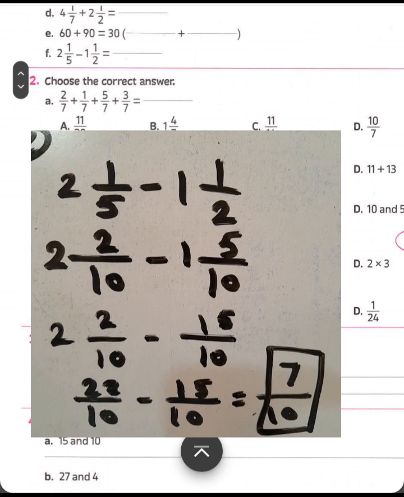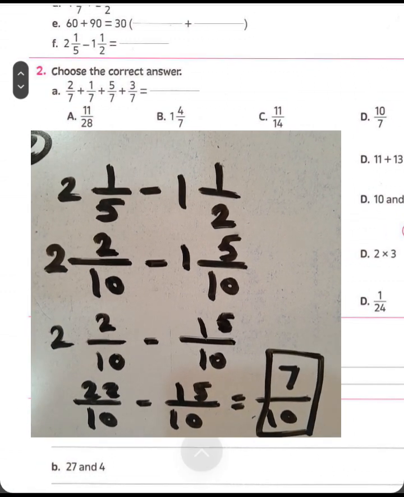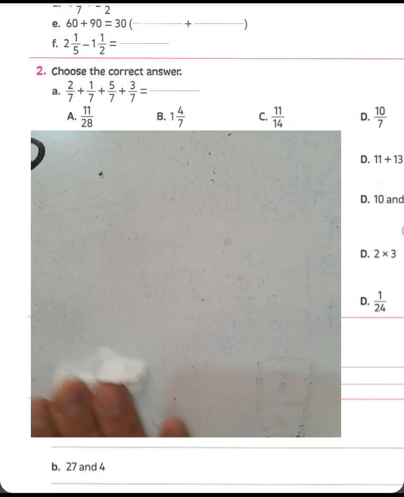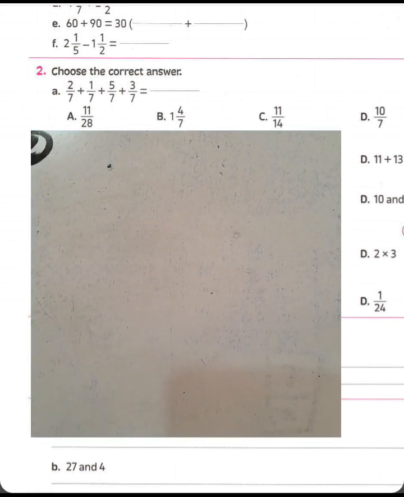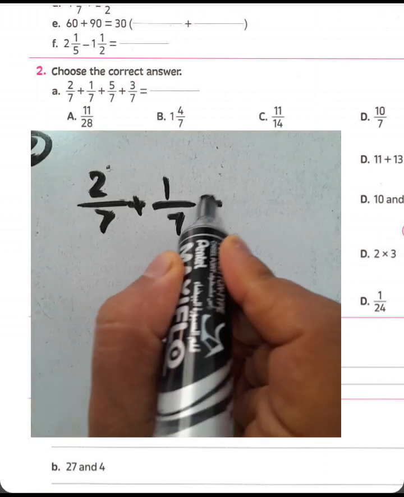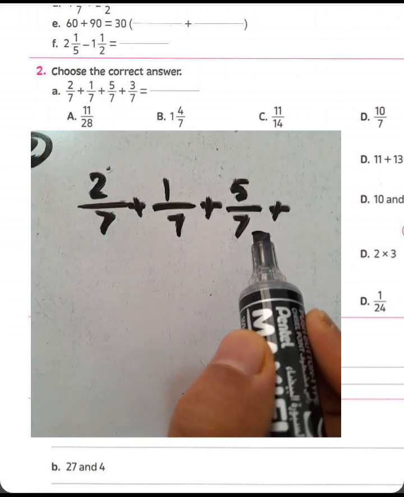Question number 2, choose the correct answer. 2 over 7 plus 1 over 7 plus 5 over 7 plus 3 over 7.